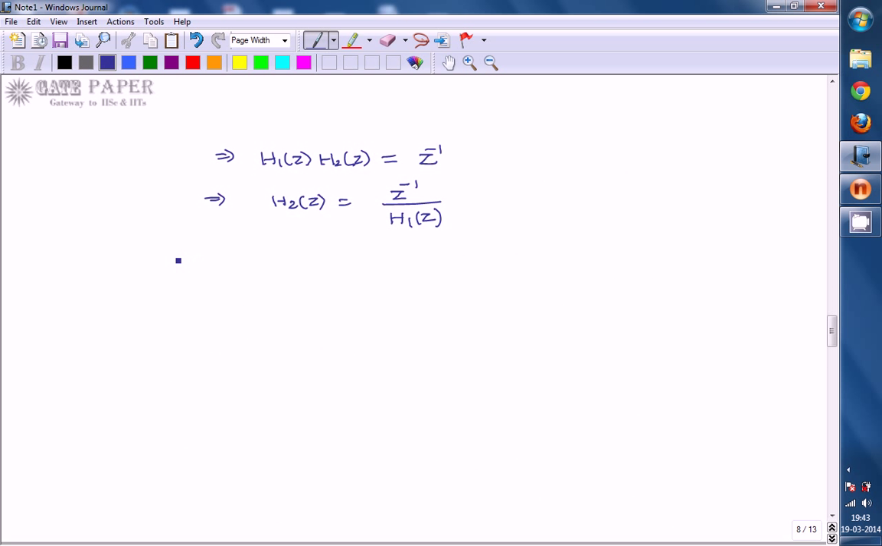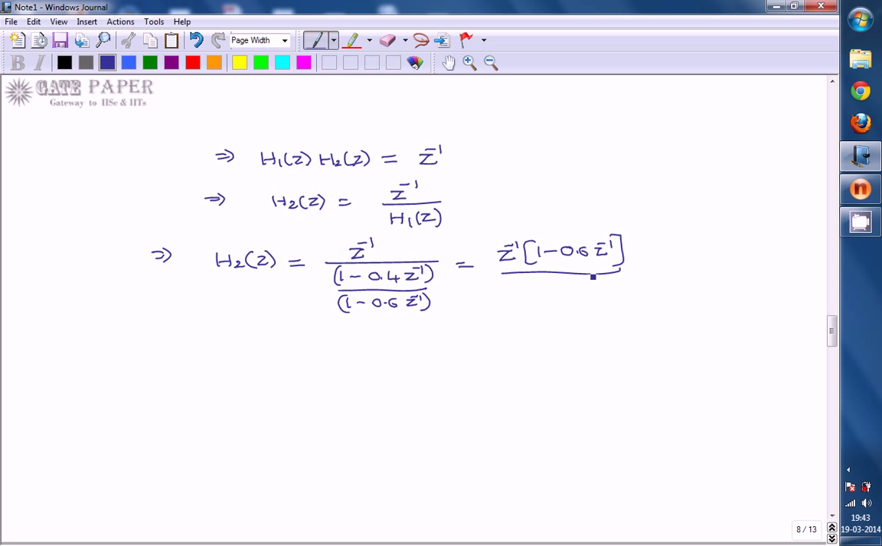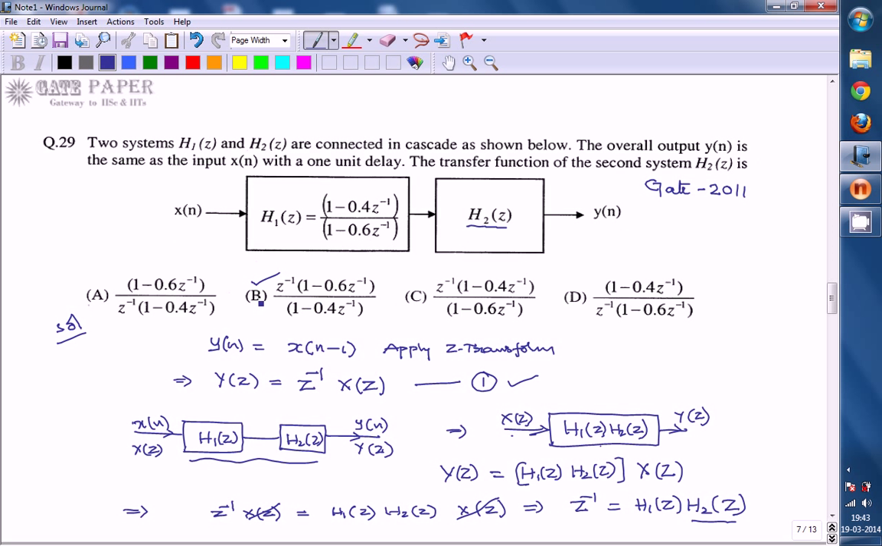By substituting that, we get H2 of Z equals Z power minus 1 whole divided by 1 minus 0.4 Z power minus 1 divided by 1 minus 0.6 Z power minus 1. Taking this to the numerator, this becomes Z power minus 1 of 1 minus 0.6 Z power minus 1 divided by 1 minus 0.4 Z power minus 1, which is the answer B in the given question. So that's the solution.